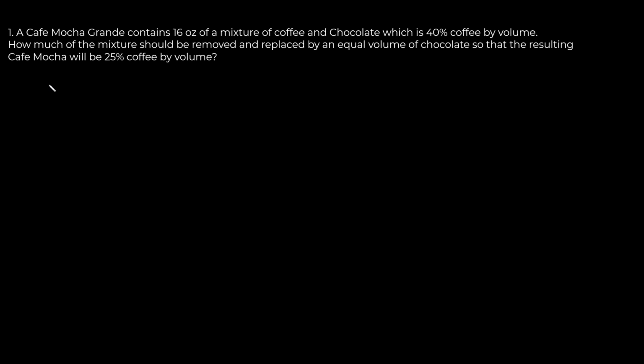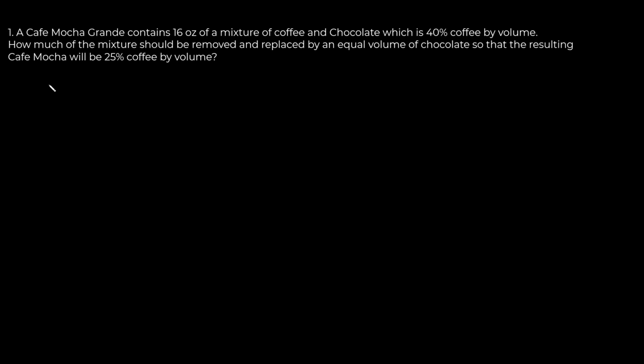A cafe mocha grande contains 16 ounces of a mixture of coffee and chocolate, which is 40% coffee by volume. How much of the mixture should be removed and replaced by an equal volume of chocolate so that the resulting cafe mocha will be 25% coffee by volume?